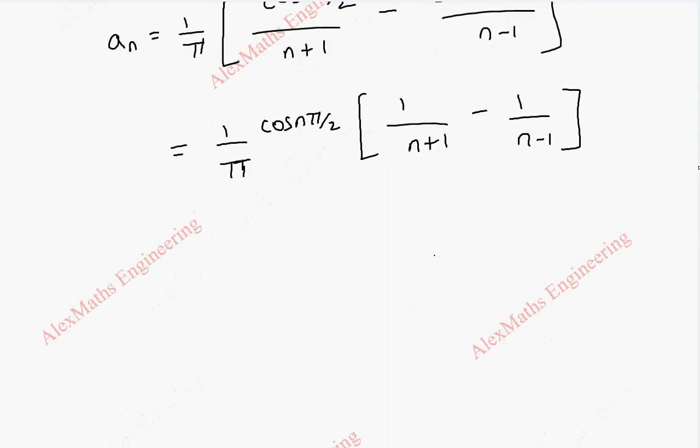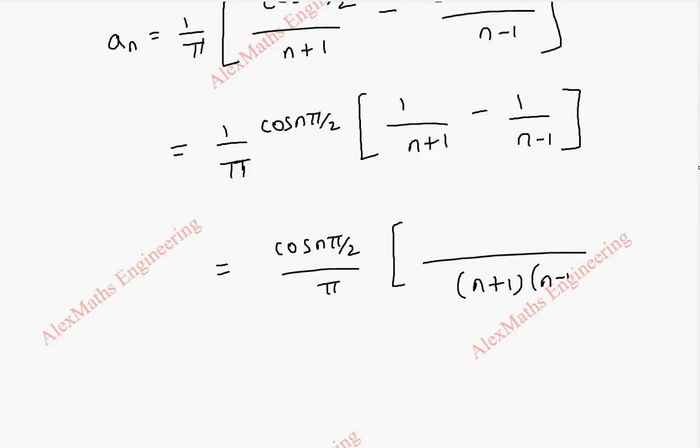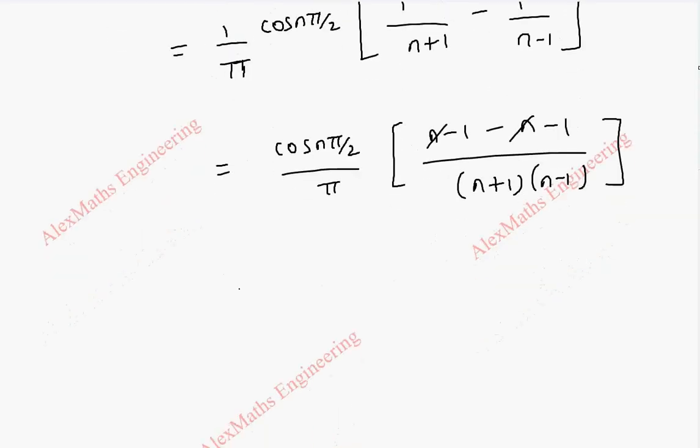By taking LCM, we are writing the outside terms as it is. The LCM is n plus 1 into n minus 1. So n minus 1 minus n minus 1. After cancelling this, we have minus 2. So it is minus 2 cos n pi by 2 by pi into n square minus 1.